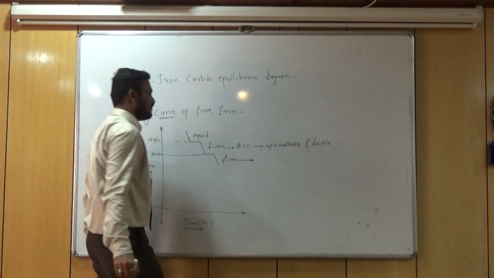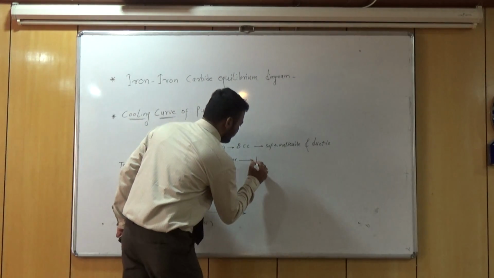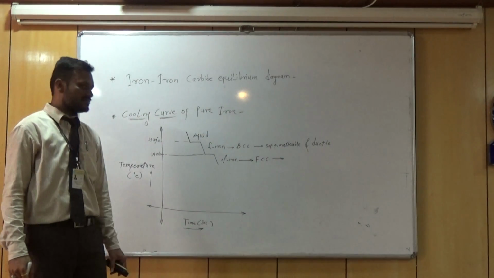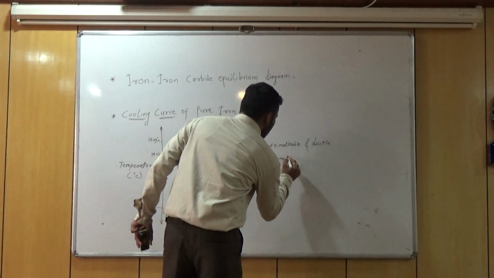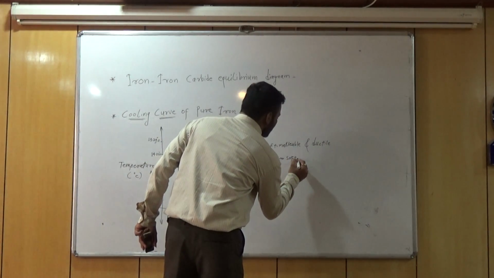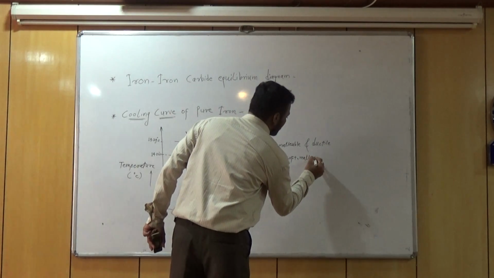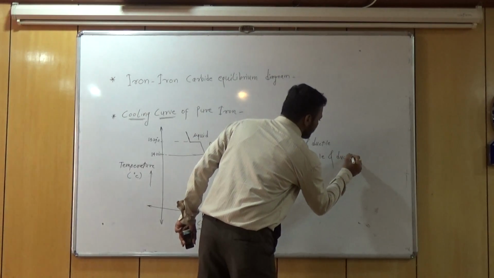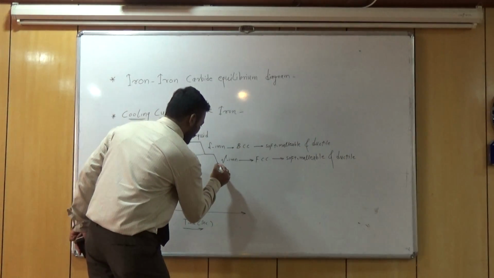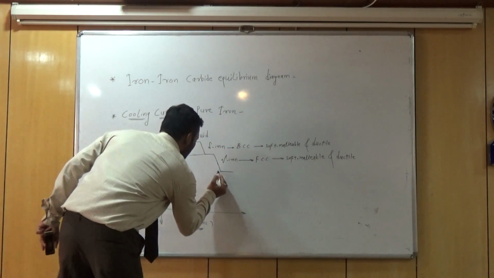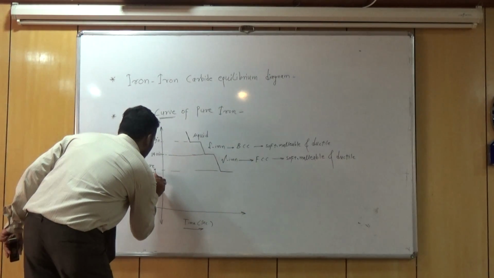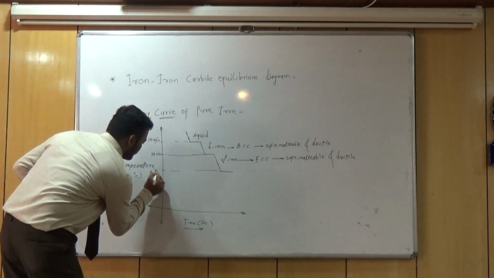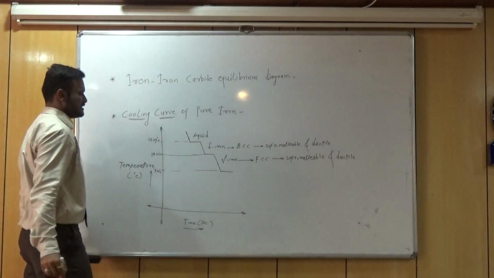This is another allotropic form of the iron, and it will be having FCC crystal structure, that is face centered cubic crystal structure. Again this will be a soft phase, that is soft, malleable and ductile. Okay, this phase will last till your temperature reaches 910 degrees Celsius.